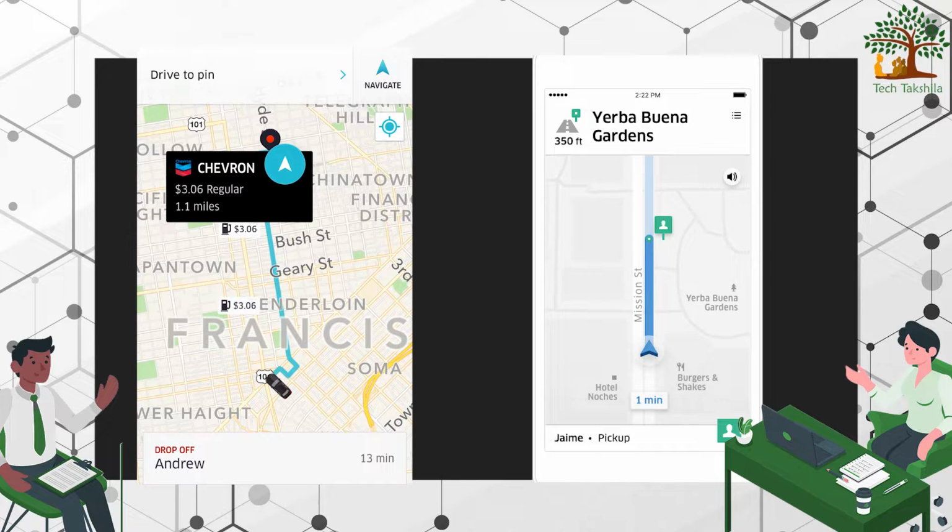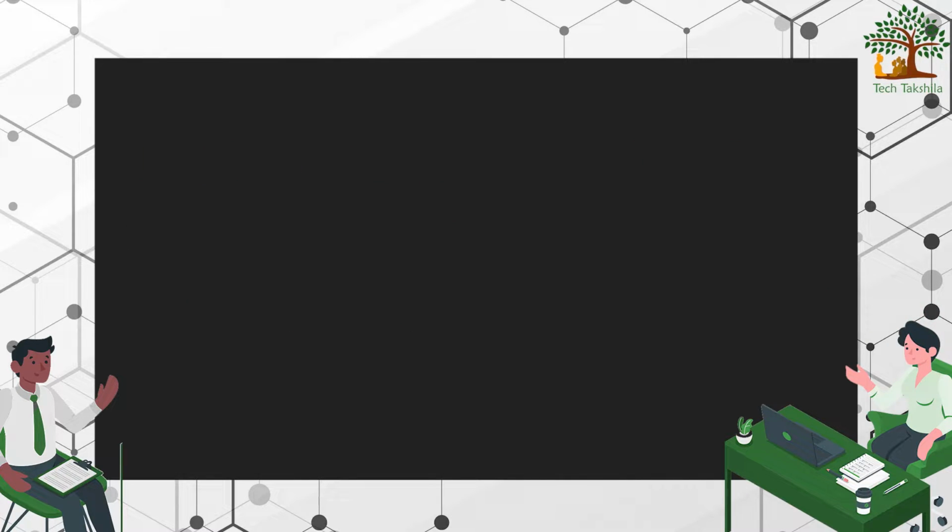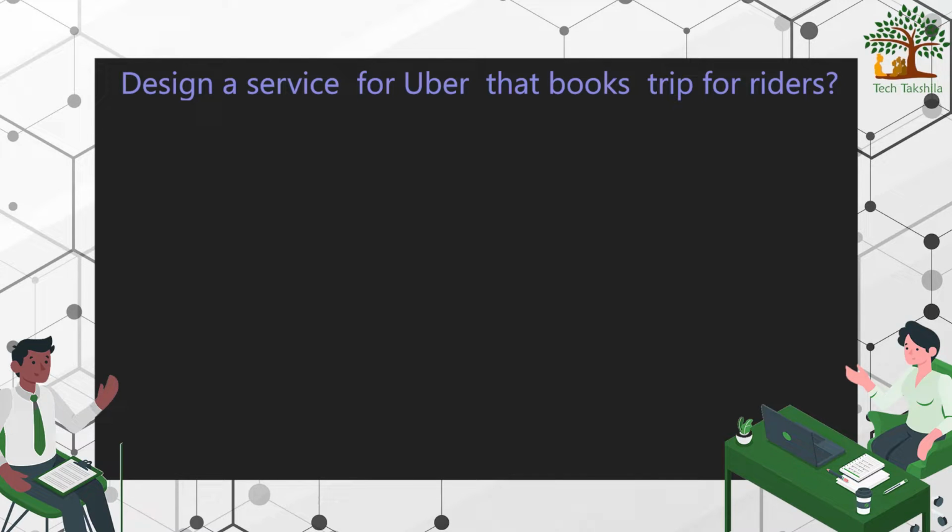So the question for you is how Uber does this matching between a rider and a driver? Like what the flow would be, how the data is used, and what the user interaction looks like. So please use the whiteboard for explanation and drawing purposes. Okay, so first let me write the question here. We are designing a service for Uber that books a trip for riders. Is that correct? Yes, that sounds about right.